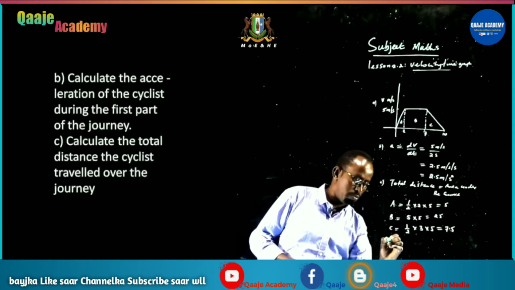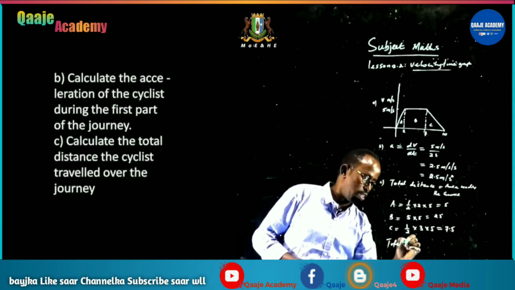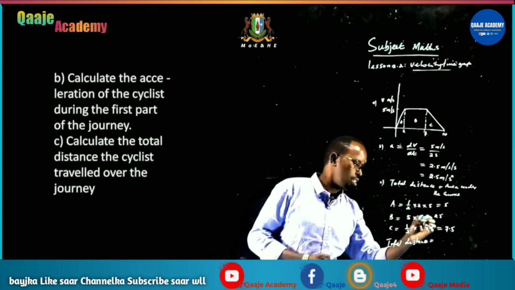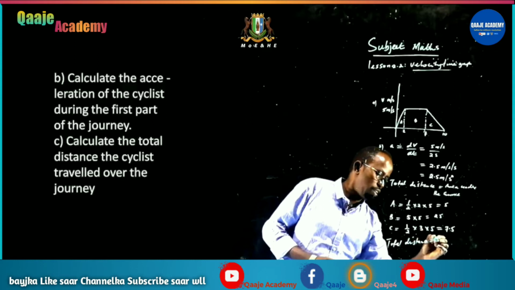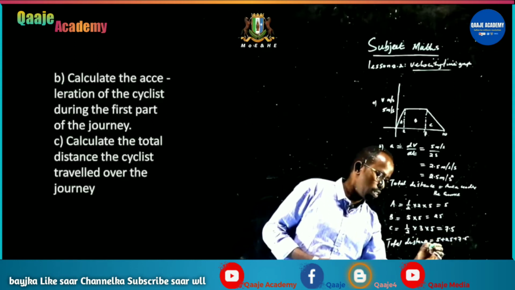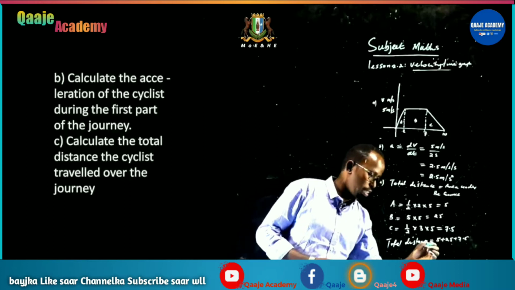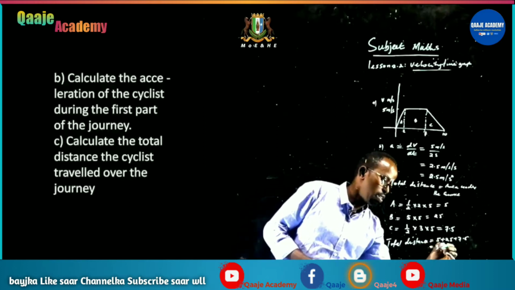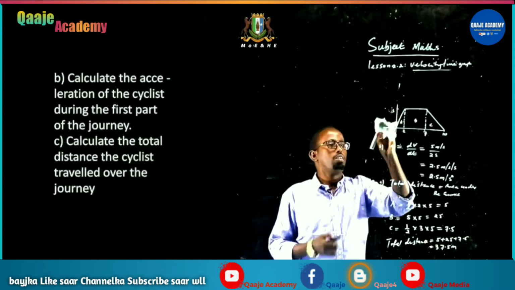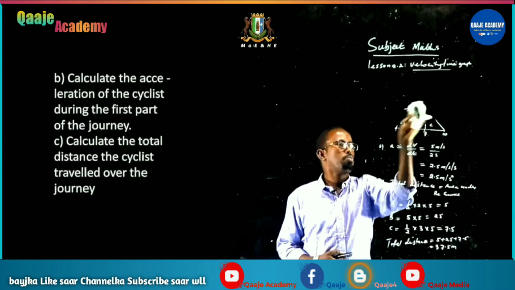So total distance will be equal to the addition of this. So that will be 5 plus 25 plus 7.5. You get 30 plus 7 is 37.5. And then meters.